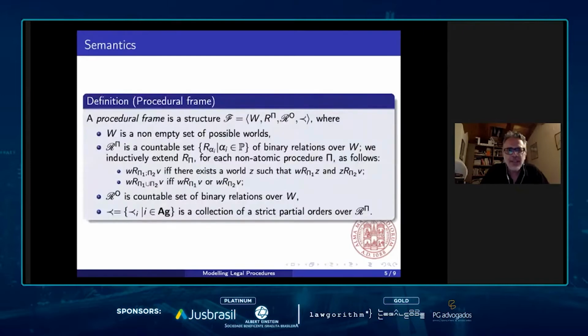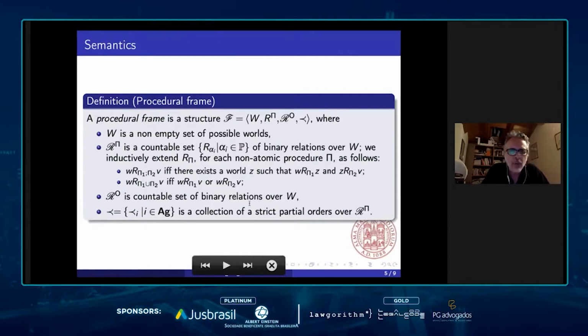So the semantics is the semantics. I will not spend time giving the details. I would just like to draw your attention to the fact that it is the standard semantics for propositional dynamic logic. So basically, you have a set of possible worlds, and you have a countable set of relations, each of them corresponding to an agent, and you have a way for defining complex procedures in the usual way.